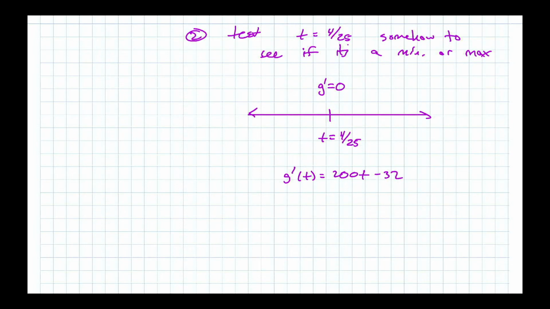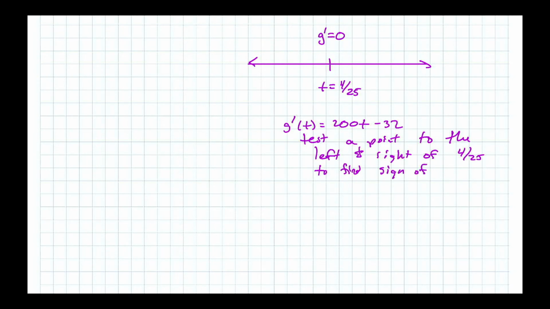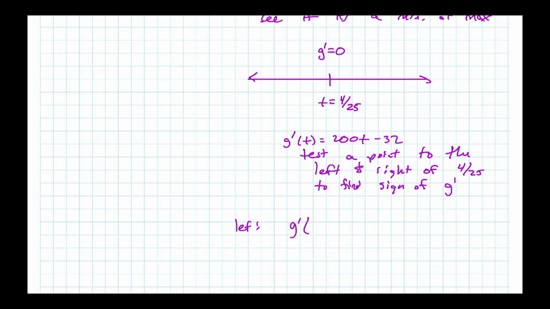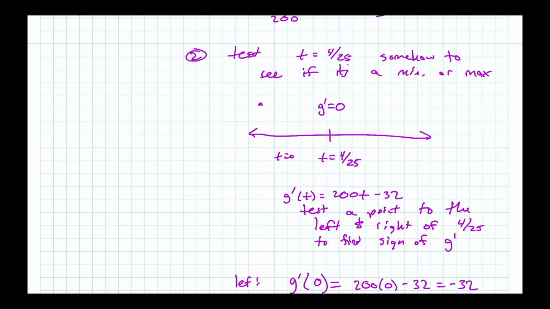And just put in a point to the left of 4 over 25 and a point to the right. So test a point to the left and right of 4 over 25 to find the sign of the derivative. Okay, so to the left of 4 over 25, we can probably just use t equals 0, right? You usually don't mark that on your number line, but put in 0. So if you put a 0 into this function, what do we get? We get 200 times 0 minus 32, which is minus 32. So that's negative. So g prime is less than 0 over here.